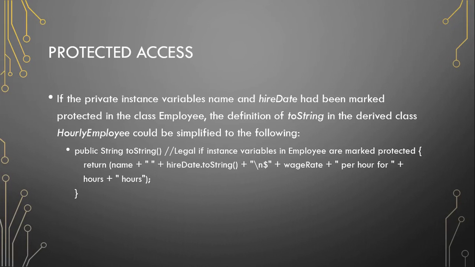If the private instance variables name and hireDate had been marked protected in the class Employee, the definition of toString in the derived class would have been simplified to the following: name plus hireDate.toString plus wageRate plus per hour for hours. That looks kind of like something we said you shouldn't do, but it's because, again, it's using protected.